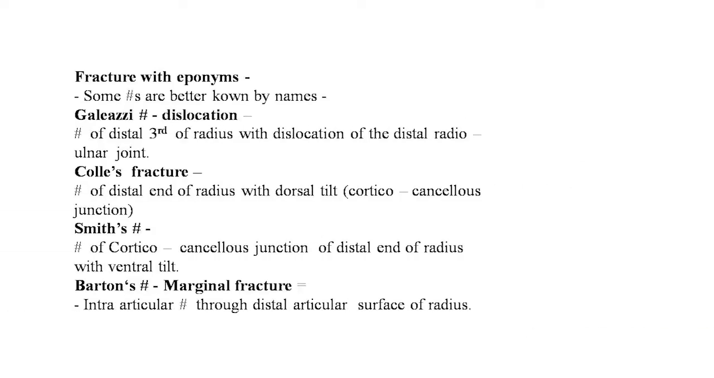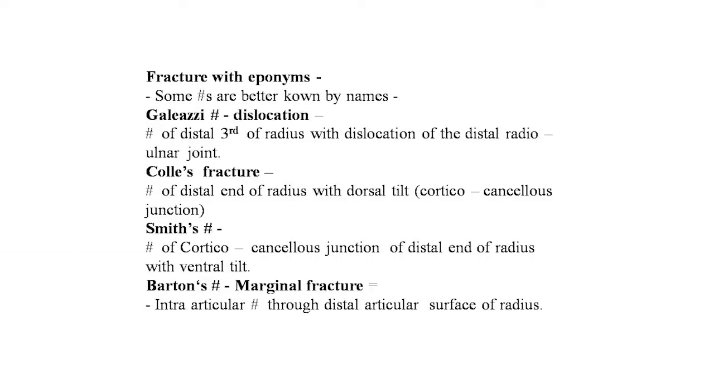Now, fractures with eponyms. Some fractures are better known by their specific names. That is the Galeazzi fracture: fracture of the distal third of radius with dislocation of the distal radioulnar joint. Colles fracture: fracture of the distal end of radius with dorsal tilt, at the corticocancellous junction. Smith fracture: fracture of the corticocancellous junction of the distal end of the radius with ventral tilt. Colles fracture and Smith fracture are opposite to each other.